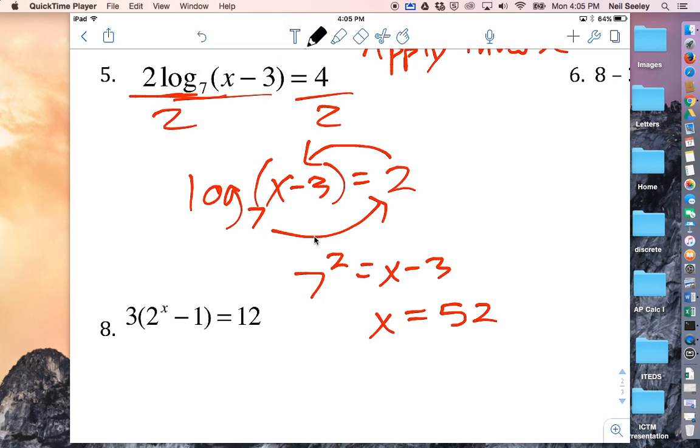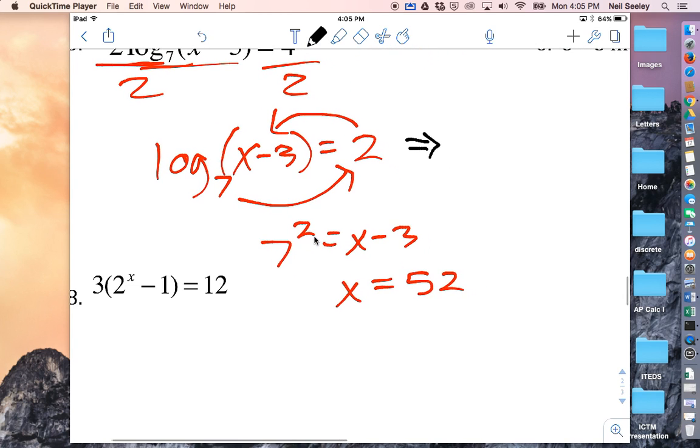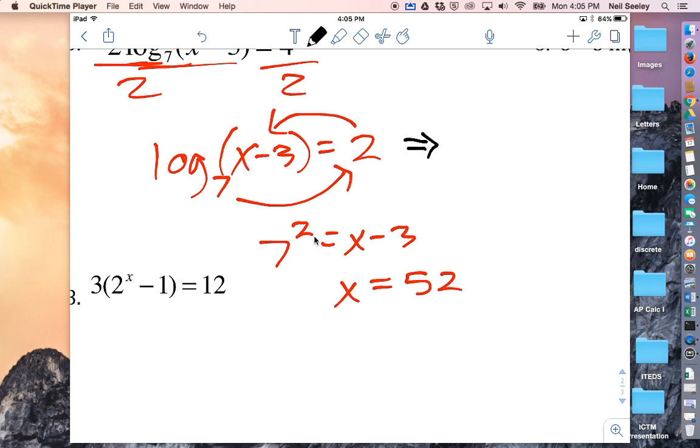What we'll do is we'll call this a little separate trip we'll take over here. I could have raised both sides to the 7 power: 7 raised to the power of log base 7 of x minus 3, and 7 raised to the second power. It's kind of the verb exponentiating. I am purposefully using the inverse operation to get a cancellation to occur.